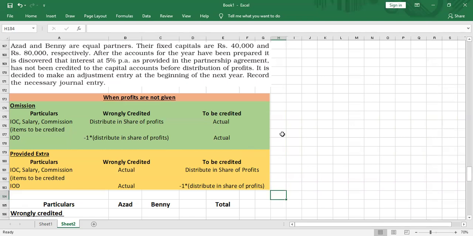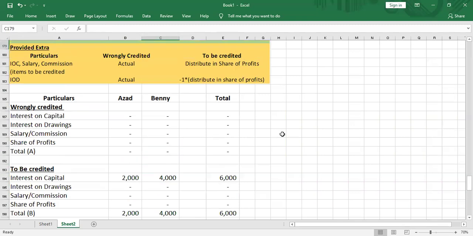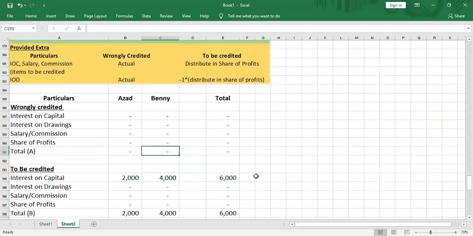In this question, they have omitted interest on capital. Am I right or not, my dear children? So in to be credited, let's first go ahead and give the interest on capital. It is 40,000 into 5% and 80,000 into 5% for Azad and Benny. And in wrongly credited, what should we do? We take the total of the interest on capital, 6,000, and we distribute it in the share of profits. Azad and Benny are equal partners, so we distribute it in equal shares.